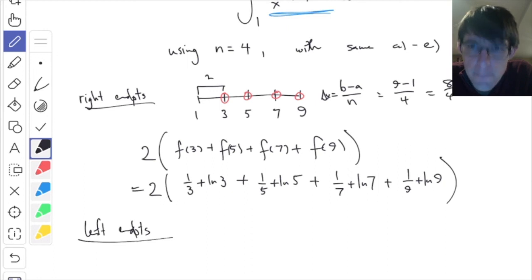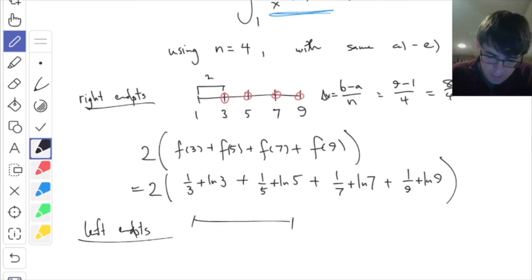Start with the 1, and don't include the 9. Yes. So I do include the 1 and I do not include the 9. That's the difference when I'm using the left endpoints. So you don't really have to write this out.